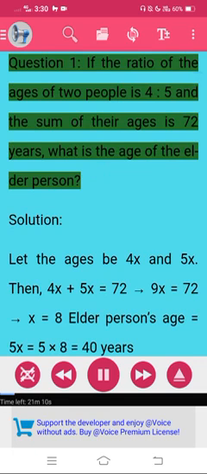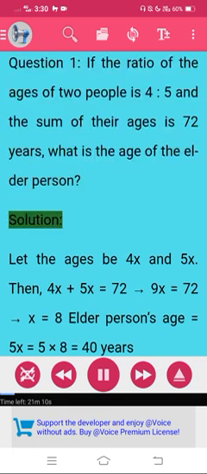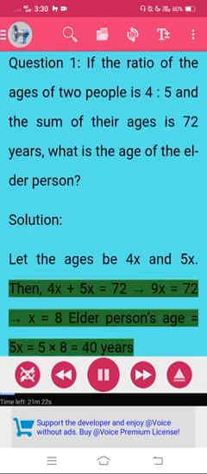Question 1. If the ratio of the ages of two people is 4:5 and the sum of their ages is 72 years, what is the age of the elder person? Solution. Let the ages be 4x and 5x. Then, 4x + 5x = 72, so 9x = 72, so x = 8. The elder person's age equals 5x equals 5 times 8 equals 40 years.